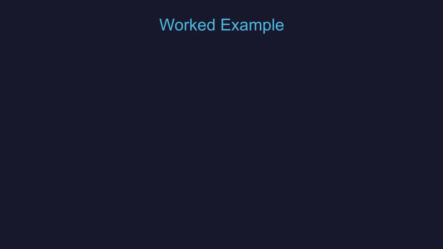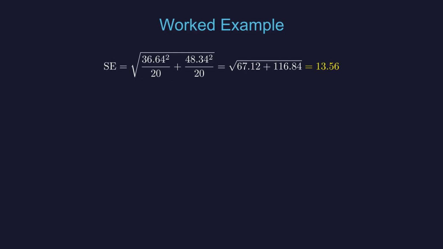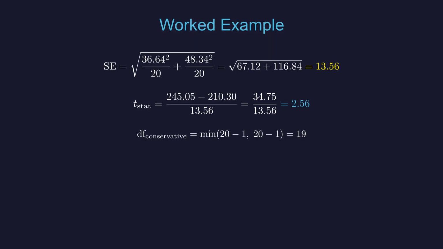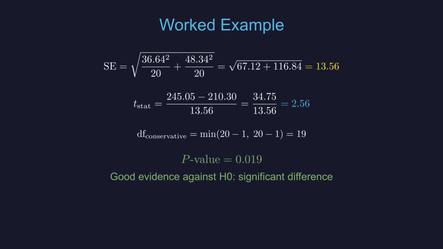Let's plug in the numbers from our cholesterol example. The standard error is the square root of 36.64 squared over 20 plus 48.34 squared over 20, which equals 13.56. The t-statistic is 245.05 minus 210.3 divided by 13.56, giving us 2.56. With 19 degrees of freedom, we get a p-value of 0.019. That's good evidence against the null hypothesis, indicating a statistically significant difference in cholesterol between the two personality types.